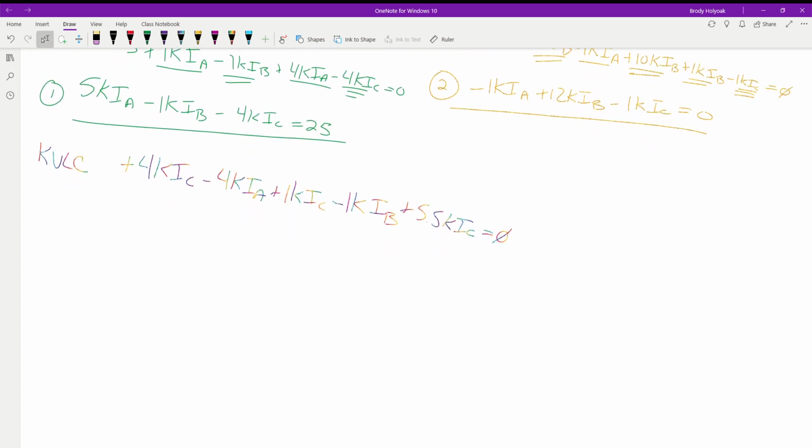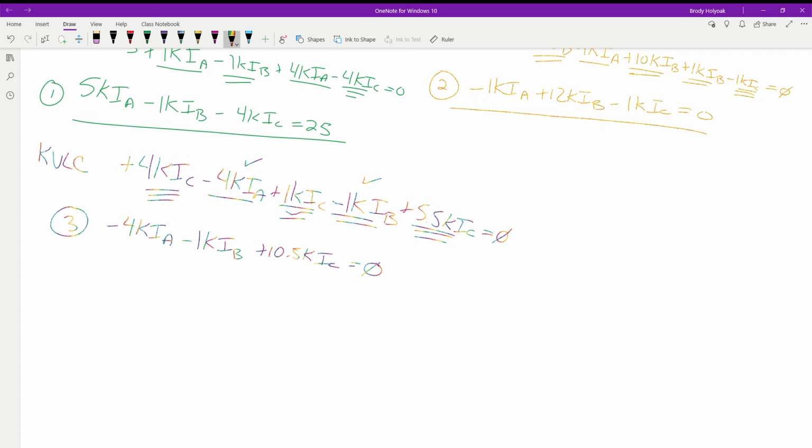We group everything together. We got our A's, we got the C's, our B's, and another C. We end up with a negative 4KIA, negative 1KIB. We take 5.5, 1, and 4. That gives us 10.5KIC equal to 0. Now we have our third equation for realsies.